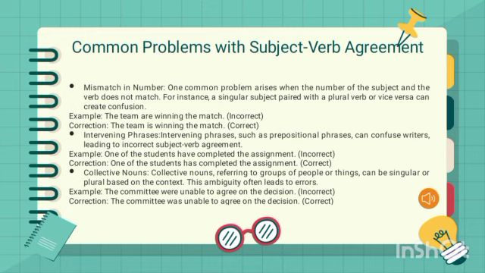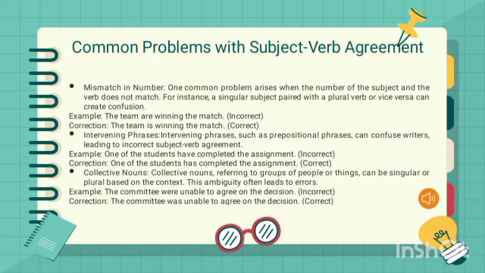Mismatch in number. One common problem arises when the number of the subject and the verb does not match. For instance, a singular subject paired with a plural verb or vice versa can create confusion. Example: the team are winning the match. Correction: the team is winning the match.